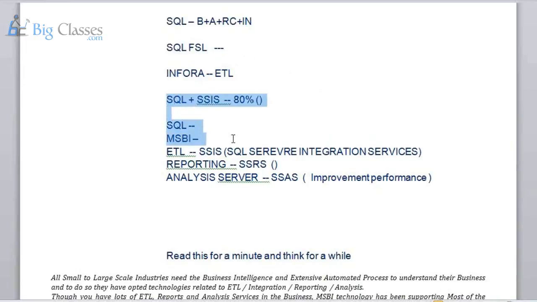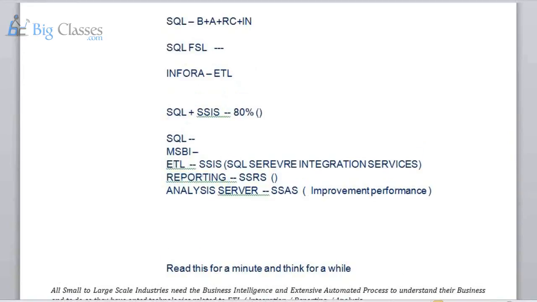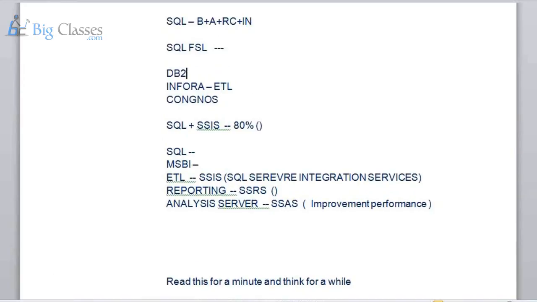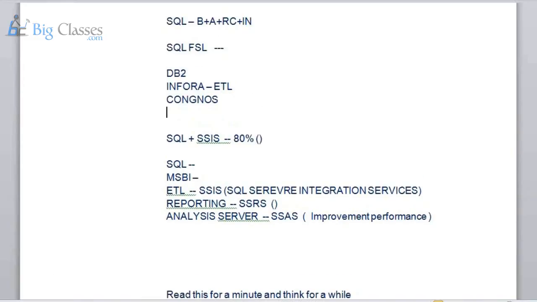So this is the benefit of MSBI, that it contains database as well as ETL as well as reporting. So for a company, let's say I am a starting company, I want to implement some intelligence for my business. So if I think of Informatica, I should also think of Cognos. I should also think of DB2. I should also think of Erwin to do data modeling.